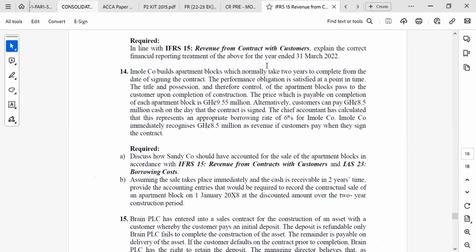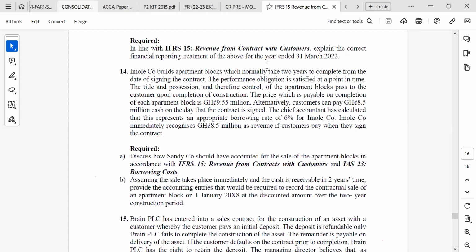Would Imoleco immediately recognize 8.5 million as revenue if the customers pay when they sign the contract? So how should they account for this particular transaction? What should be the accounting treatment? They say the customer has already paid the 8.5, and the company always recognizes the revenue immediately when the customer pays. So I think the amount that the customer paid should rather be treated as a loan.